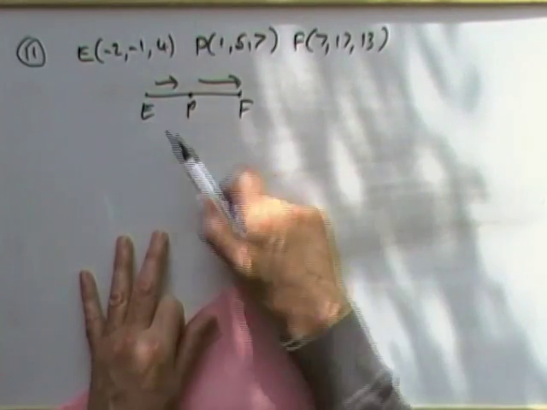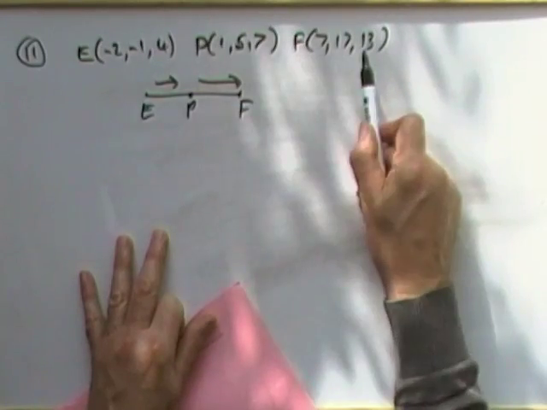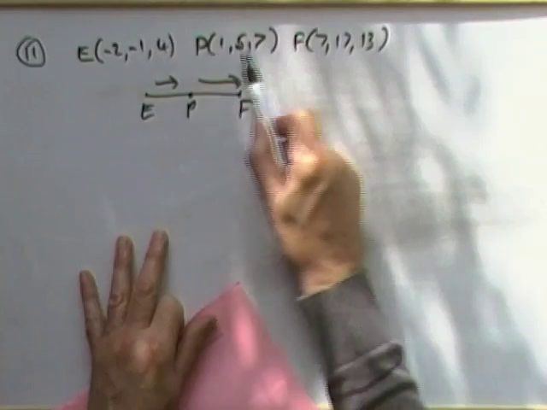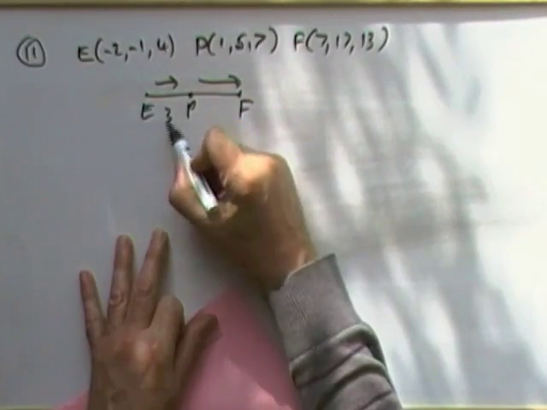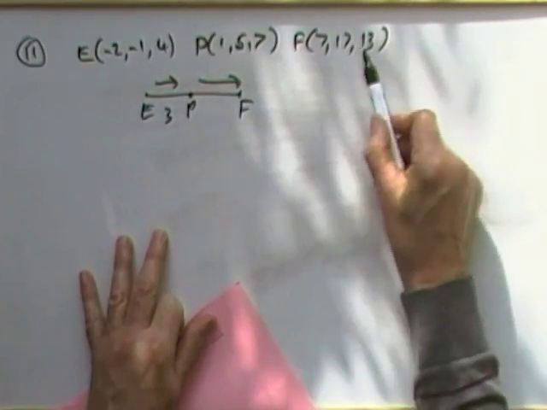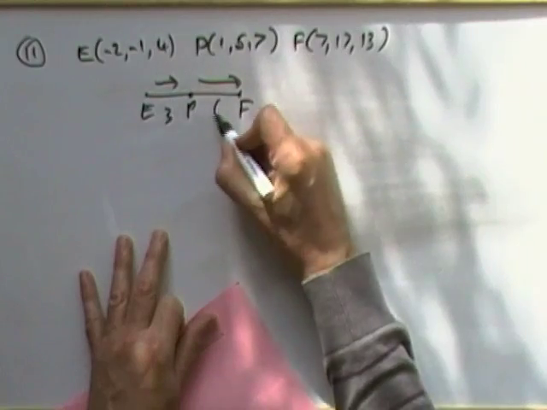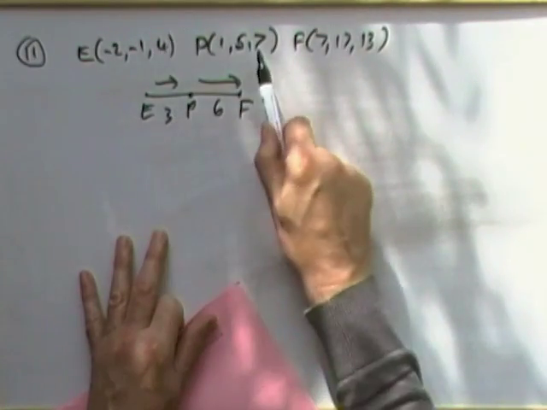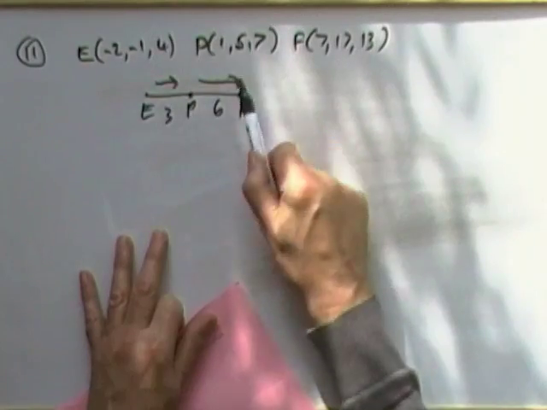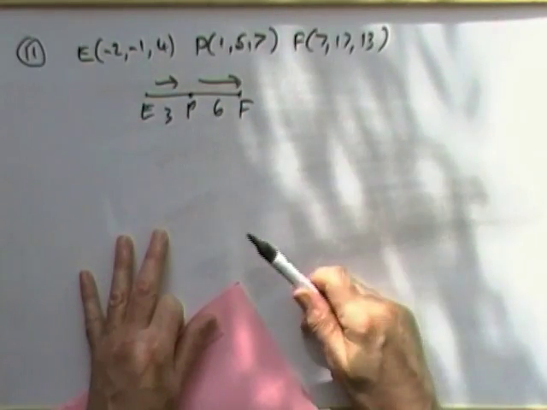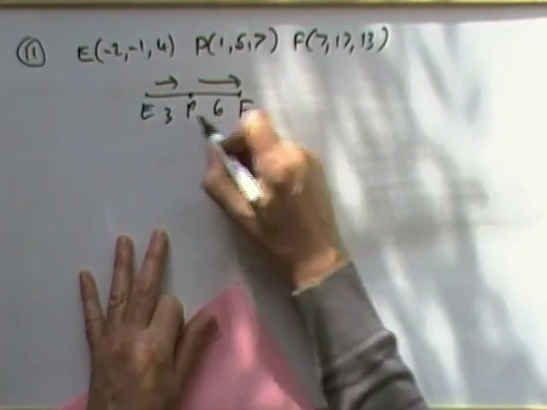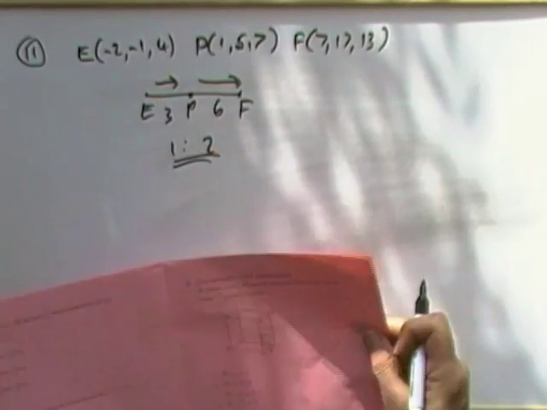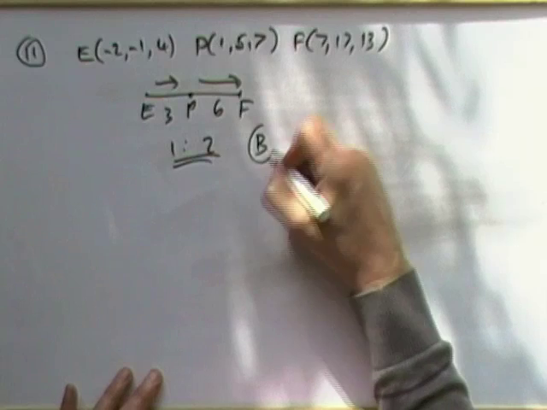Well, just pick any convenient one. The Z components look good because there's no negatives in them. So E to P is 4 to 7. 4 to 7 is 3. P to F is 7 to 13. That's 6. And there's your ratio straight away. Since you knew they were collinear, you could just have taken any of the components and just worked out the steps it took to go between them. So that means EP to PF is 1 to 2, cancelling it down. 1 to 2, which is answer B.